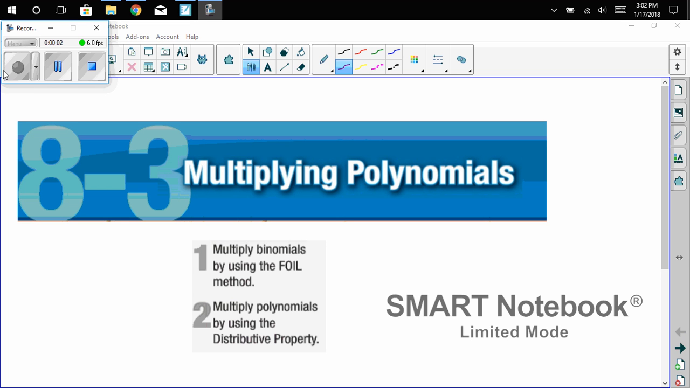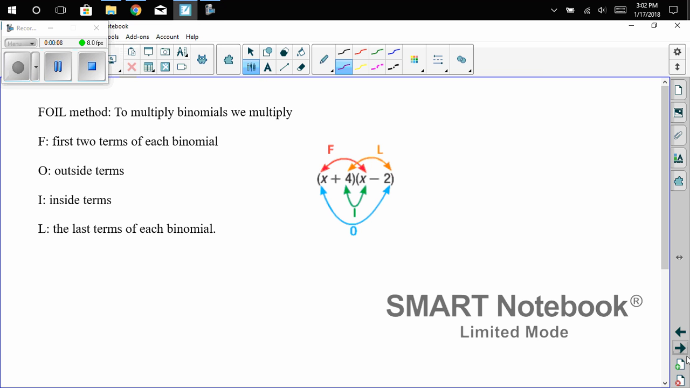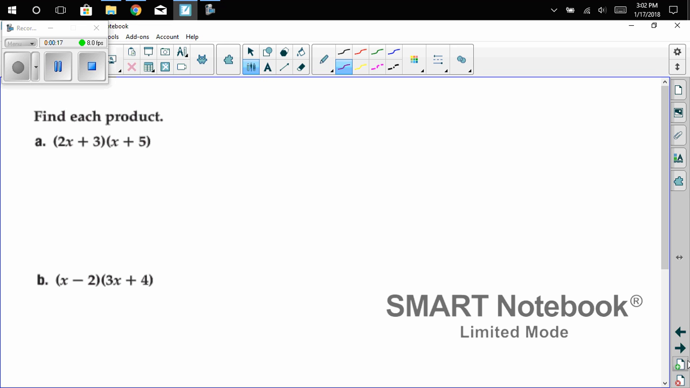Okay, today we're going to do Chapter 8, Section 3, multiplying polynomials. So the FOIL method is used for multiplying a binomial times a binomial. There are two ways to look at multiplying a binomial times a binomial. One's the FOIL method. One is looking at it like distributing 2 times. We'll do the FOIL method on the first one, the distributing 2 times on the second one.